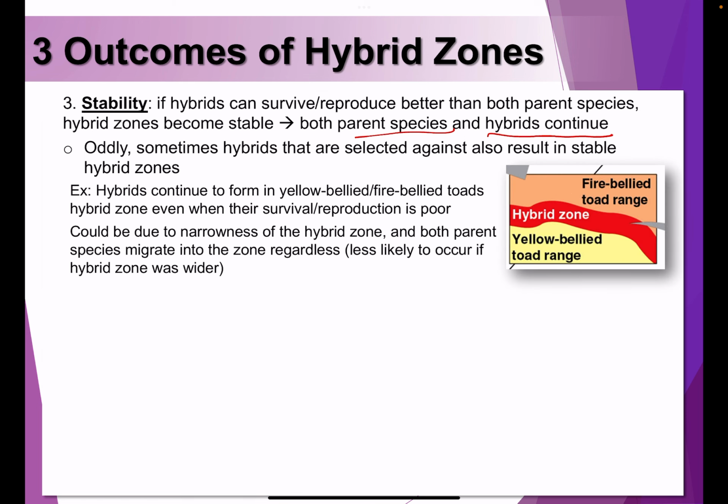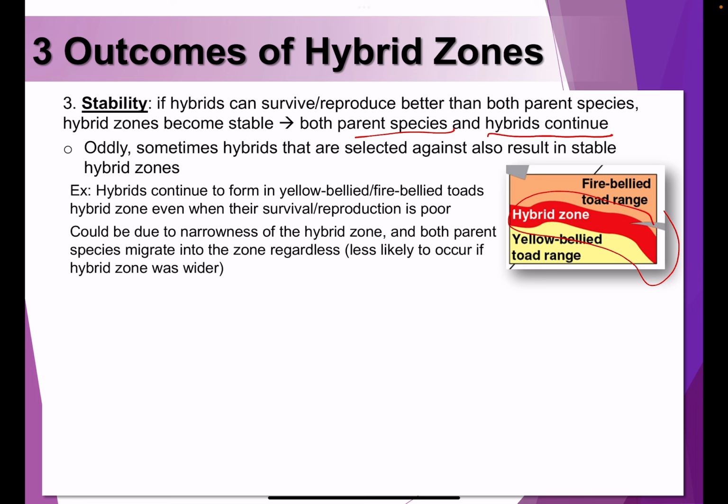Why is that the case? Well, first of all, let's talk about an example where this is the case. We go back to the yellow-bellied and fire-bellied toads. Hybrids actually continue to form between these two species within this hybrid zone, even though their survival and reproduction are very poor. One hypothesis is that it could be due to how narrow this hybrid zone is, so that both parent species constantly migrate into this hybrid zone and mate with each other regardless, unless they have another type of reproductive barrier, like a pre-zygotic one, with no fertilization, and that's a different story.